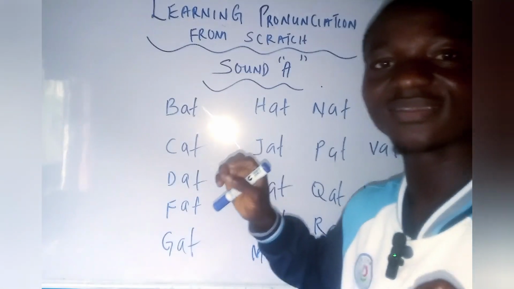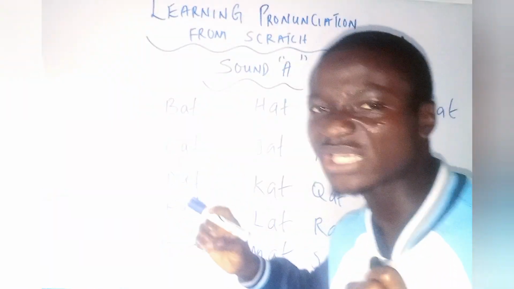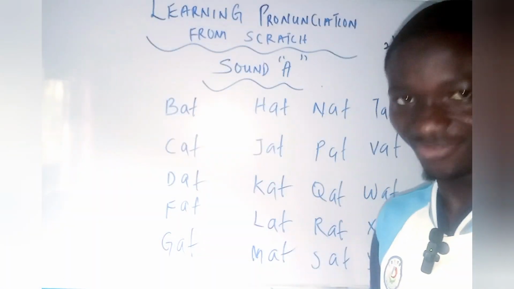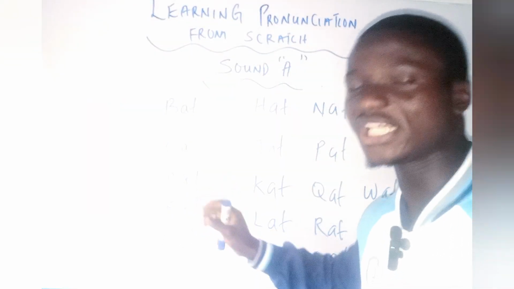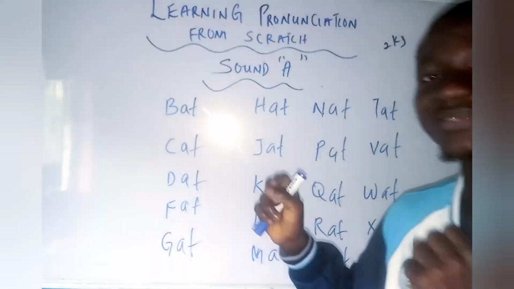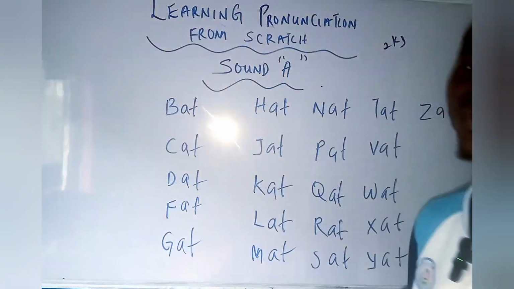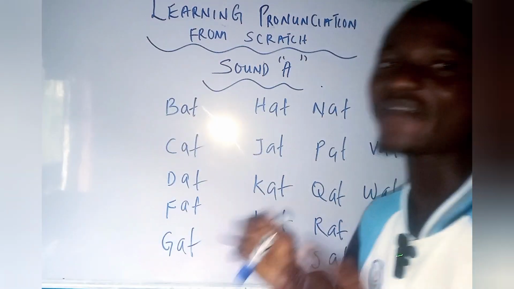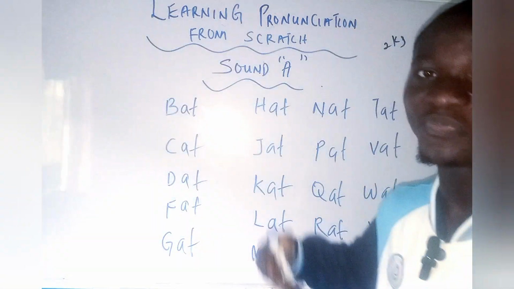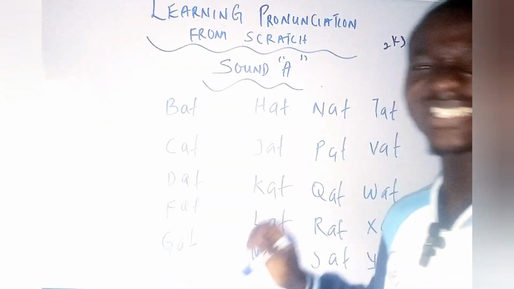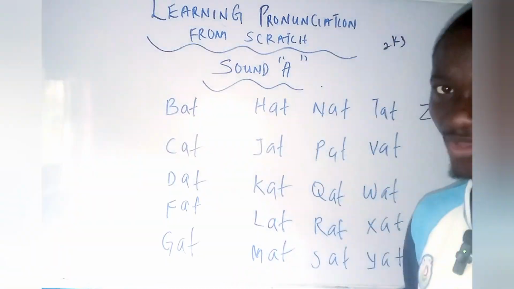Now, C-A-T, because C-A is ka. Ka plus T is going to give us cat. You are getting it right? Da plus T is going to give us dat. Again, dat. Fa plus T is going to give us fat. Again, fat. Say it. Fat. One more time. Fat. Now, ga plus T is going to give us gat. Again, gat. Are you understanding anything?